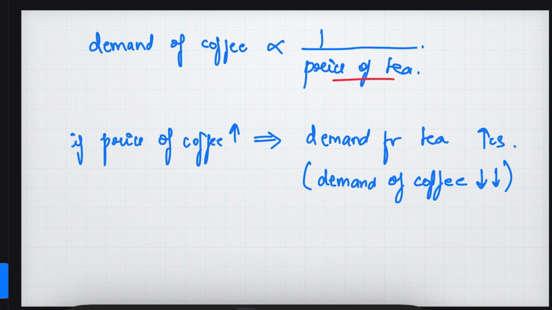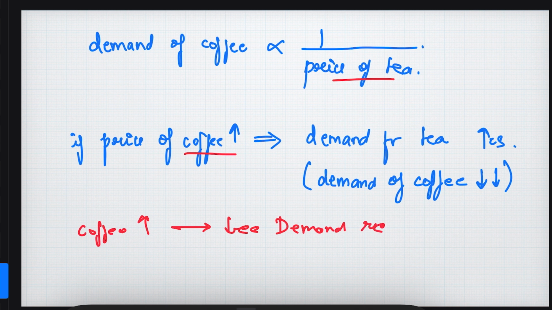2. Now if we see, if the price of coffee increases, then demand for tea would increase. Why? Because if the price of coffee has increased, your willingness to buy coffee would reduce. Therefore, the demand for coffee would reduce, and instead you would look for cheaper options, which is tea. So you would be willing to buy tea more.